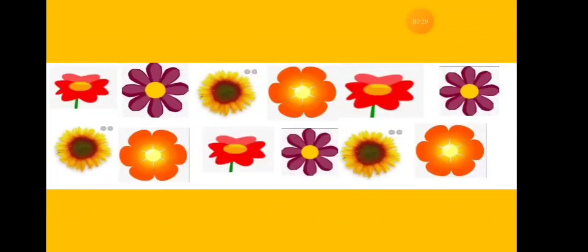You can see different types of flowers. The red flower, the purple flower, the sunflower and the orange flower. And then again it is repeated: red, purple, sunflower, orange flower. And again it is repeated in the same way. So this forms another pattern.